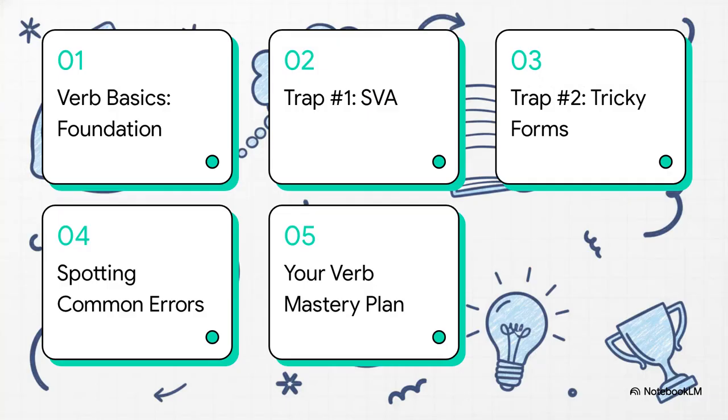Okay, here's our battle plan. We'll kick things off with the basics. Then we're going to expose the two biggest traps examiners set: subject-verb agreement and those tricky little verb forms. After that, we'll see how to actually use this knowledge to spot errors, and I'll wrap it all up by giving you a simple mastery plan. Sound good? Let's get started.